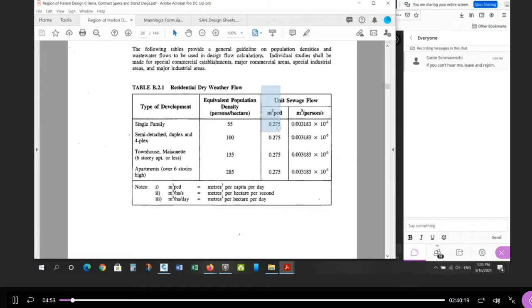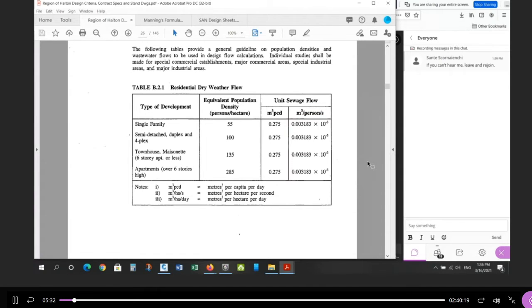But if you look at the unit sewage flow, it's based on the population. So once you have the population, you know the number of people, you can see the expected flow based on how many cubic meters per person per day or cubic meters per person per second is produced as wastewater. And they're all the same, right? A person is a person. The density changes based on the land use type, but once you have a population, you apply the per person unit rate. So we'll be using mostly this value here, so many cubic meters per person per second as a flow.